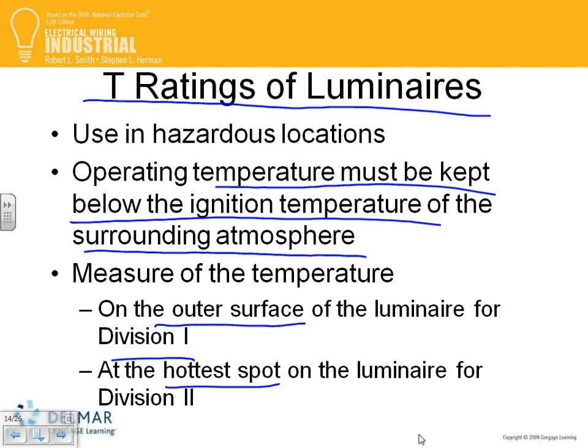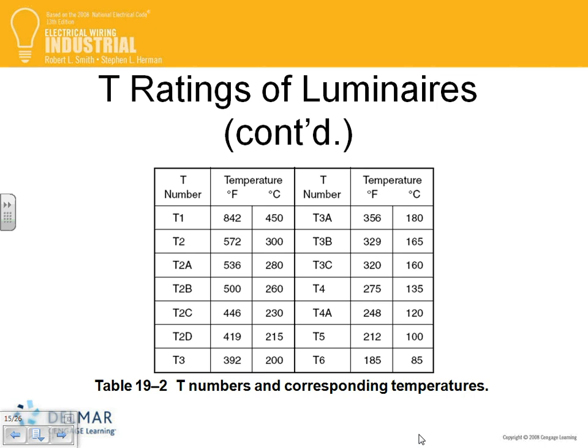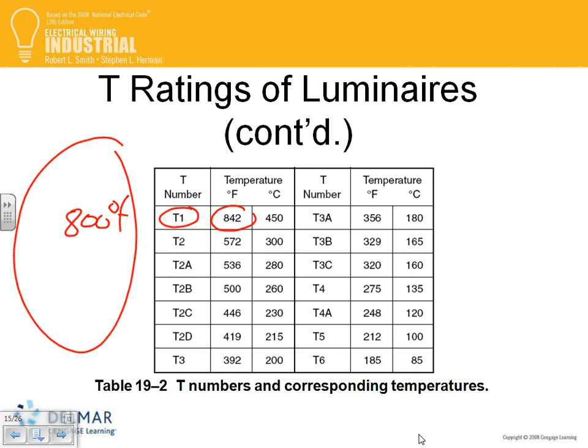The most important thing to know is the T rating of the equipment. If the equipment has a T rating higher than the ignition temperature of the gas or the dust, then you can't use it. Here's the table we're looking at. So, my temperature right here is 842. If I have a gas that needs 800 degrees Fahrenheit to ignite it, can I put a T1 fixture in it? No, right? Because the hottest spot for this T1 rated fixture is 842. It's going to get 842 hot. I can't put it in a place where it only takes 800 to ignite the dust, the gas, or the vapor. Everyone knows that?